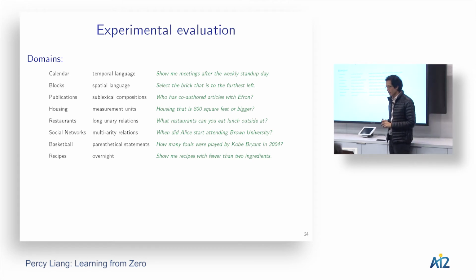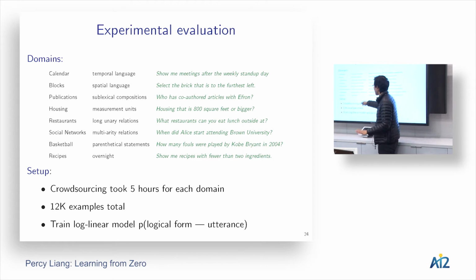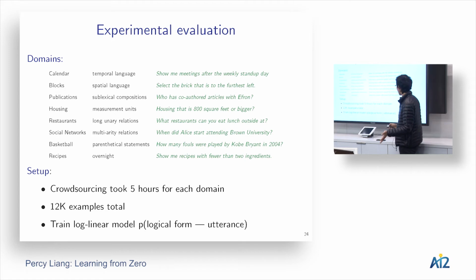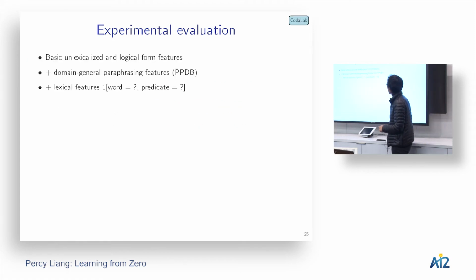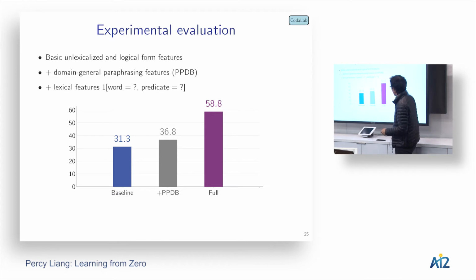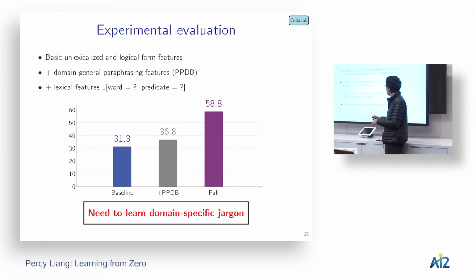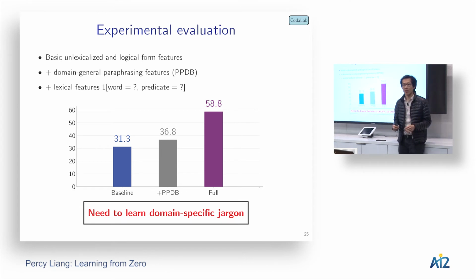Okay, so to demonstrate this idea, we tried this out on 8 different domains. Because remember, the idea is that it's really easy to just go into a new domain and build a semantic parser, so we wanted to show that we can do this. Here are the different domains: calendar, publications, housing, restaurants, basketball, recipes. Each of these took 5 hours. We got 12,000 examples total. We trained a standard log linear model for semantic parsing, and we compared 2 types of models: those that weren't using lexical features on the domain, and this one that does. The main point is showing that there's a considerable gap if you use stronger lexical features that are able to capture domain-specific jargon than if you weren't doing it.